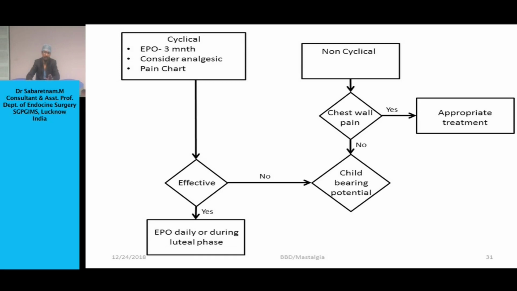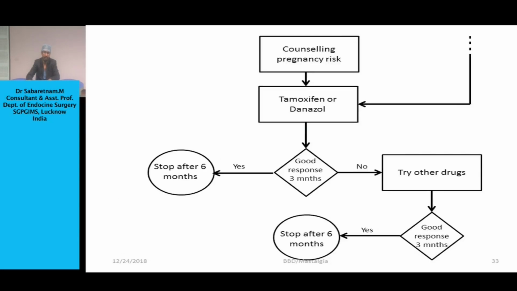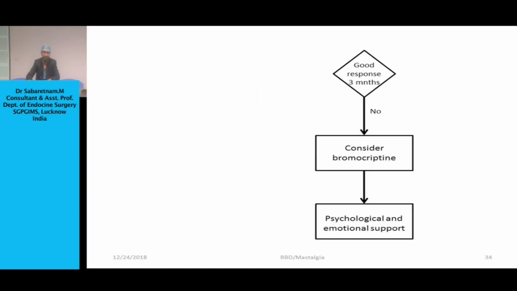So if evening primrose oil was successful, then we can ask the patient to take it only during the luteal phase of the menstrual cycle. And if it is a childbearing woman, we have to counsel, and if the patient is on hormonal contraception, we have to change to some other method of contraception, and the pain will settle. Most important thing is counseling, and if the first line drugs fail, then we can go for tamoxifen or danazol. The most important part of treatment of mastalgia in any setting is to counsel the woman that she is not predisposed to cancer. And after the second line, we can consider using bromocriptine, which is the third line.